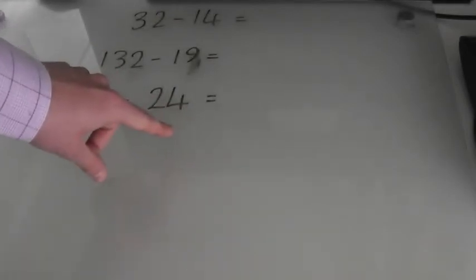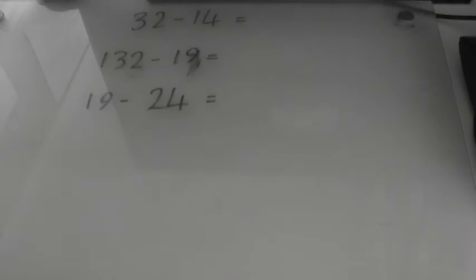And here are your questions to test your own knowledge. So you've got 32 take away 14 equals, 132 take away 19 equals, and 19 take away 24 equals. Remember everything that I've said, and I'll go through the answers in the next bit.